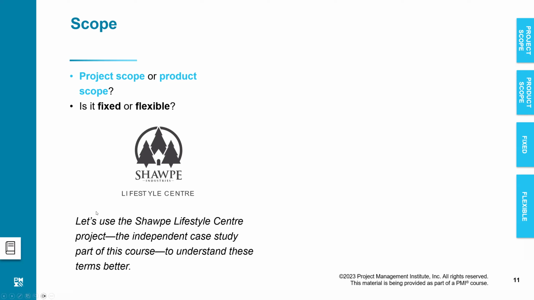Go ahead. Do you understand how requirements are going to impact the product scope, and how product scope can be translated into project scope? Do you have a clear understanding of what I just explained, Alexandra? I believe I do.